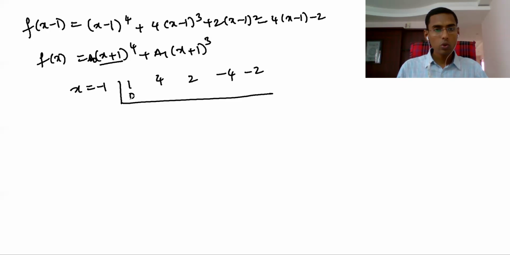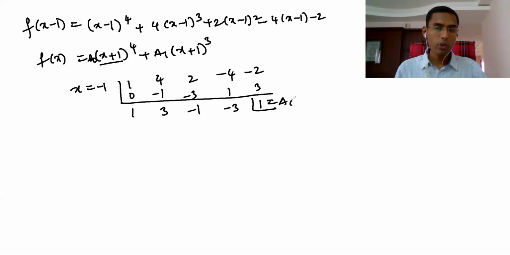So here 0. Yeah, so then what do you get here? 1. So minus 1, 3, minus 3, minus 1, 1, minus 3, 3, here 1. So this is the final one, that is A4, because it is fourth degree, so now you will get A4.